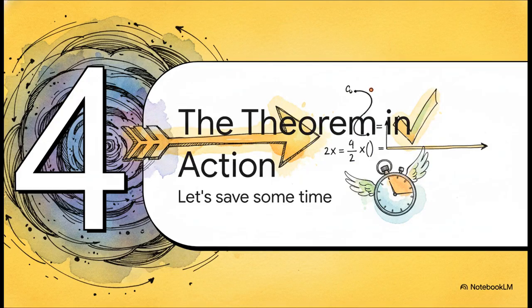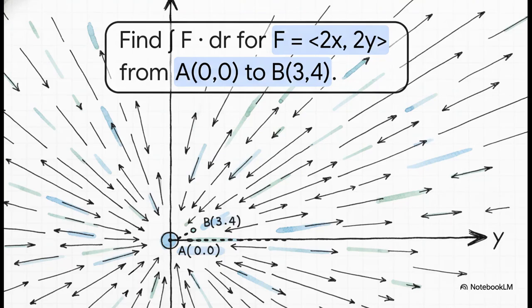All right, theory is great and all, but let's see just how much of a beast this tool is in practice. This is where you're going to really see how much time and headache this thing can save you. Okay, check out our first problem. We need to find the work done by this vector field F, moving from the origin all the way to the point (3, 4).